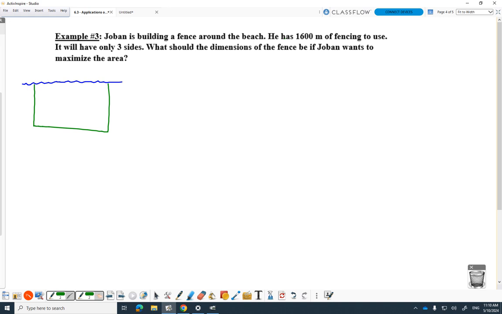I'm just making up something ridiculous to try and set up why this might be true, why you'd want to fence this in. Because you certainly wouldn't use this for your children. You wouldn't use your water as the 4th fence. Anyways, 3 sides. He has 1,600 meters of fence to use.